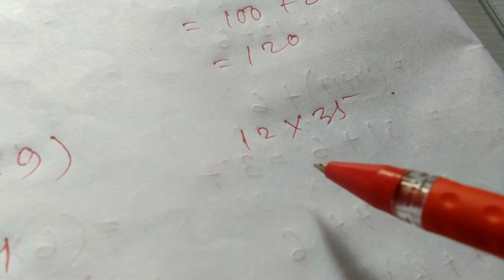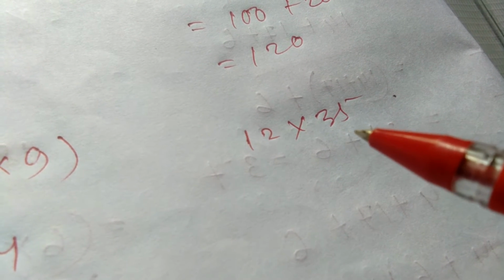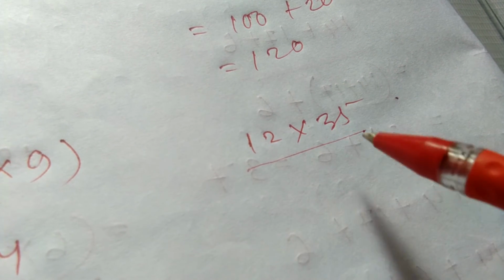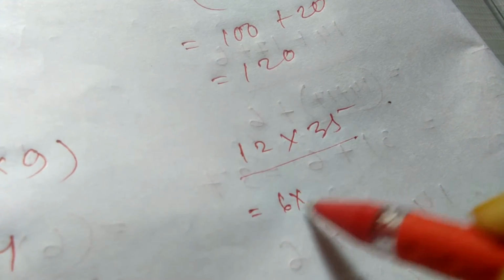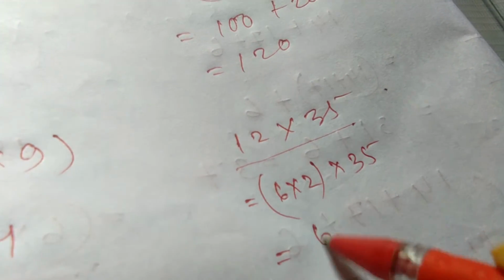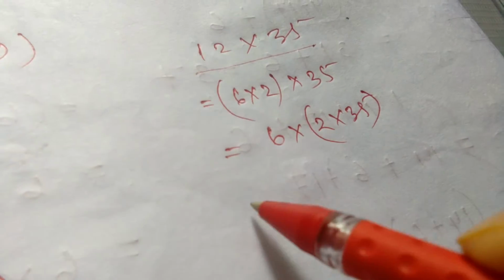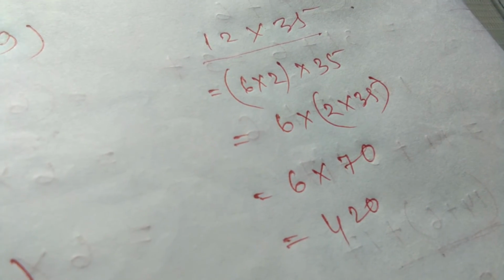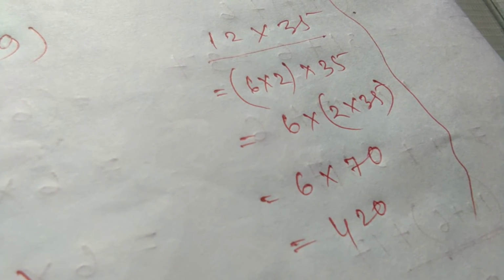Now in the associativity property, associativity of addition and multiplication. Under the associativity of multiplication I did 12 into 35 earlier. You remember that I did it like that. 12 we can write as 6 into 2, then 35, so 6 into 2 into 35. Now we can change the bracket. So 2 into 35, that means 70. So 6 into 70, that means 420. So that is what I did under associativity of multiplication.